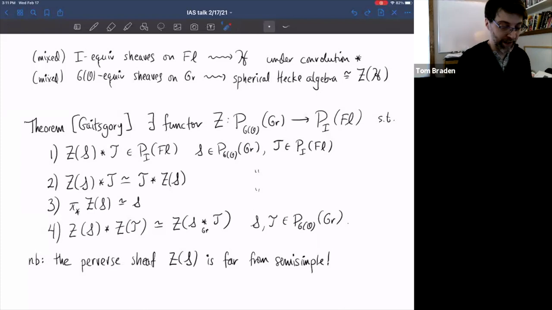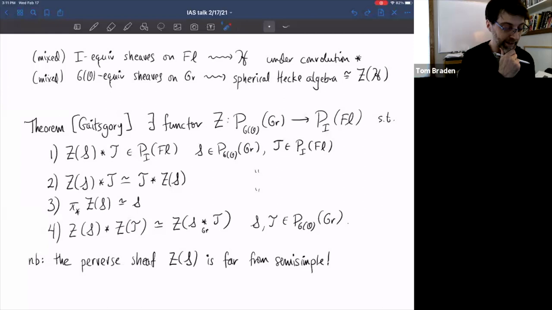So Gaitsgory took this and said, well, if you're talking about sheaves on the Grassmannian, G of O equivariant sheaves on the Grassmannian being the center, there should be a map into Iwahori equivariant sheaves on the flag variety. And he produced this, and the quick version of the statement of the theorem is that he constructed a functor from G of O equivariant sheaves on the affine Grassmannian to Iwahori equivariant sheaves on the flag variety.